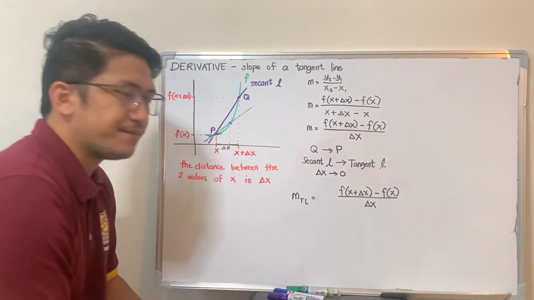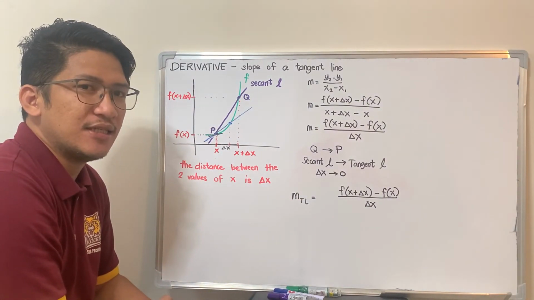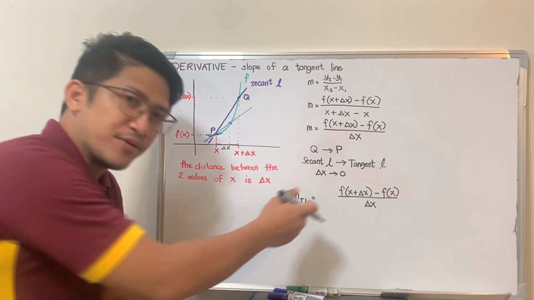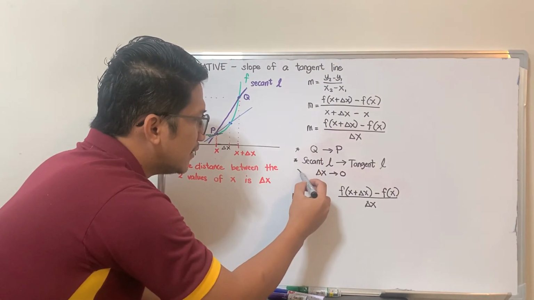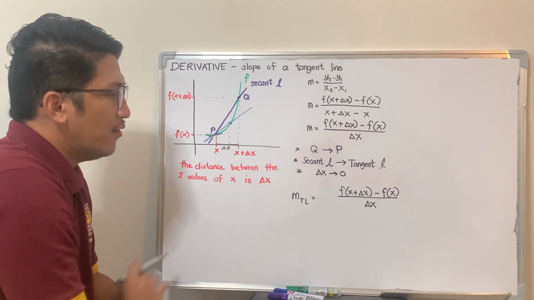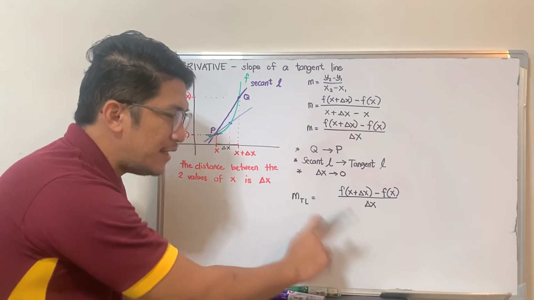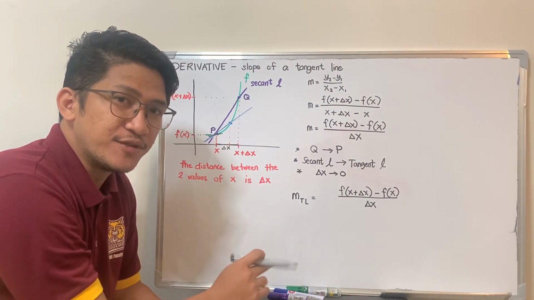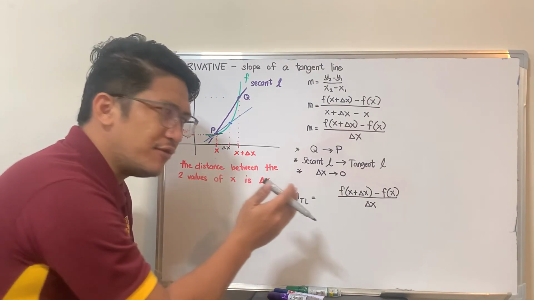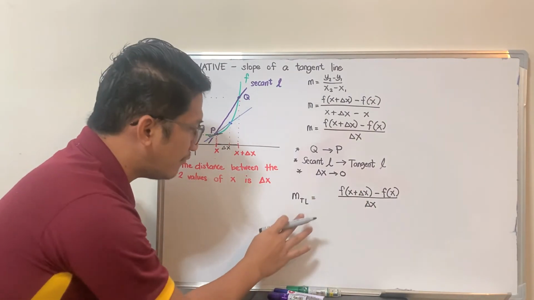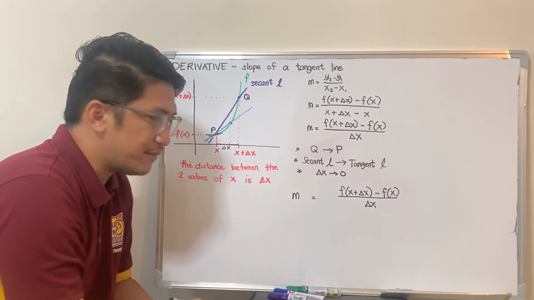How do we make sure that this line is a tangent? Or at least, approaching a tangent. We can only say that this is the slope of the tangent line if and only if delta x is approaching 0. Let me go back to the question. This is the slope of a line, a straight line. I'm talking about a straight line.